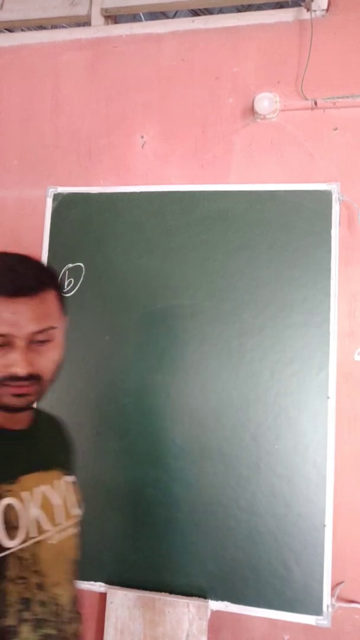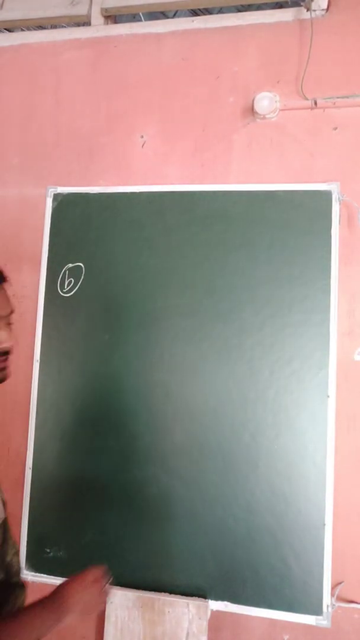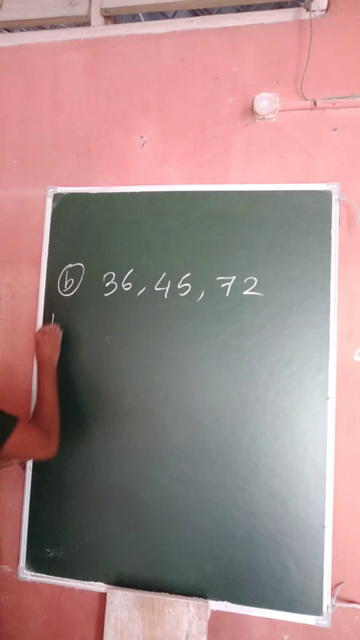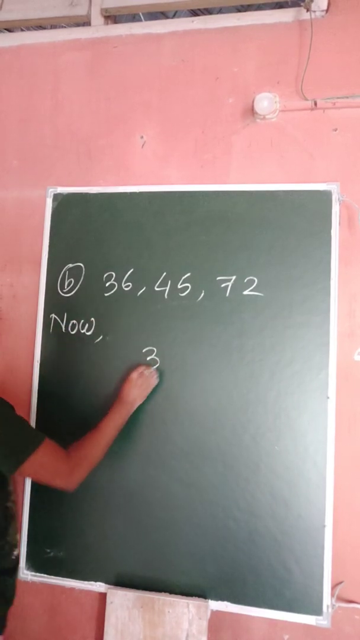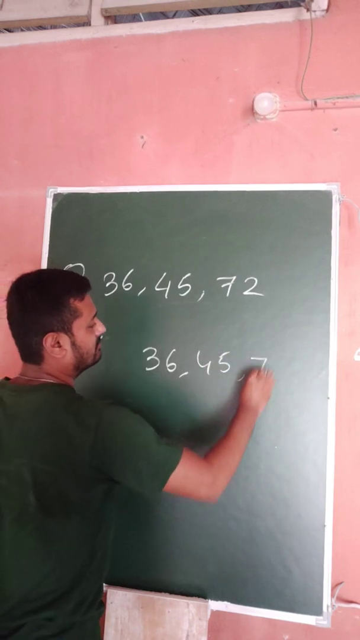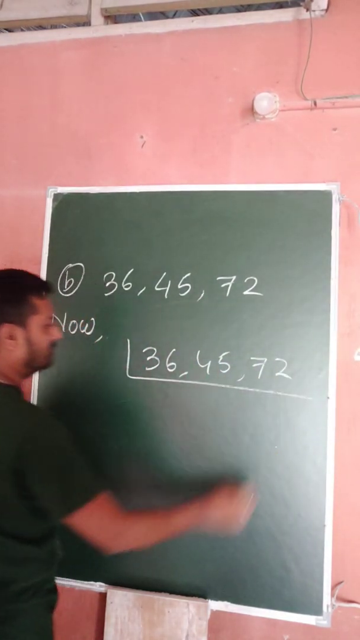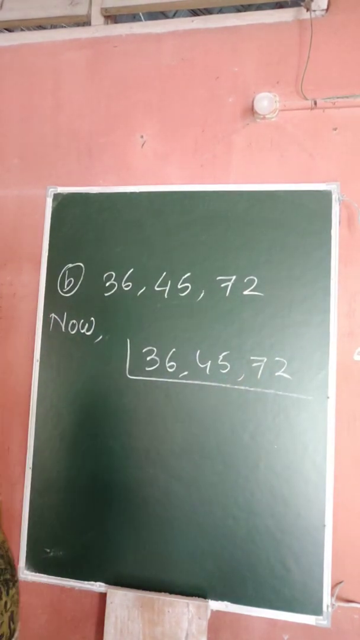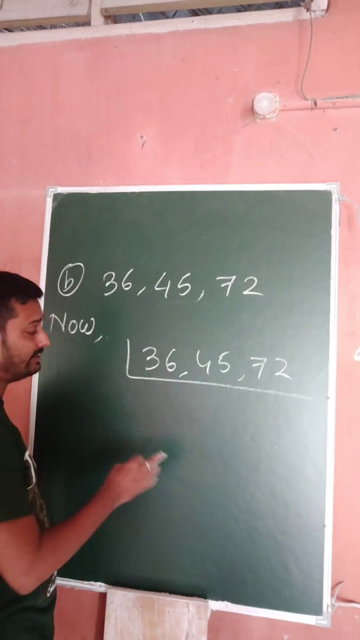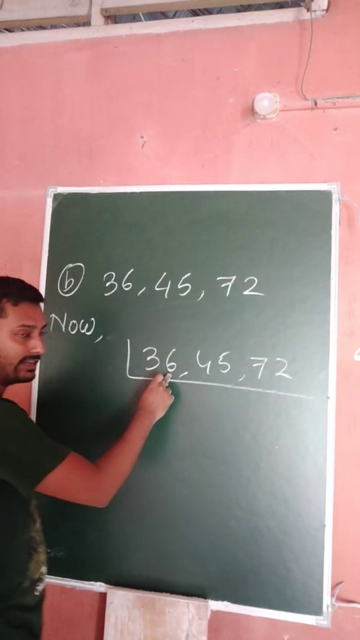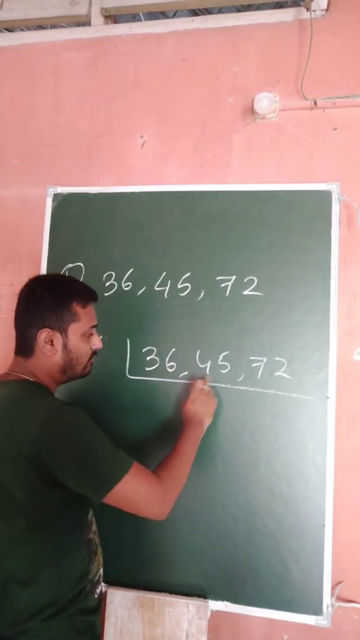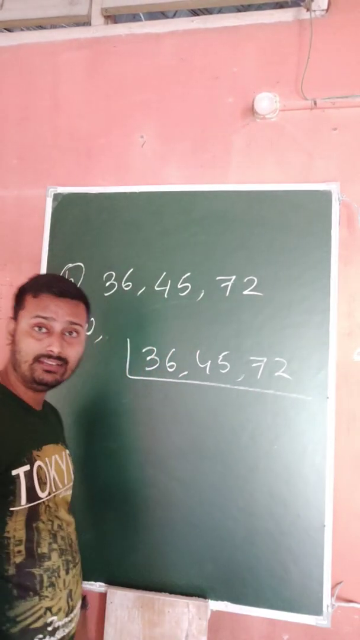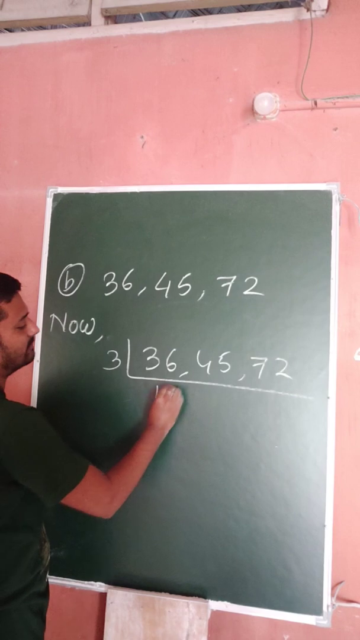Okay, so now come to the question number B. Question number B is what? 36, 45 and 72. Okay, so now we divide all the numbers. Okay, 36 and 72 are divisible by 2, even numbers, but 45 is not divisible by 2. So you can say all the numbers are divisible by 3. 3 plus 6, 9. Sum of the digits of 36, 9. That means divisible by 3. 4 plus 5, 9. Sum of the digits of 45, divisible by 3. Again 72, 7 plus 2 is 9. So divisible by 3.